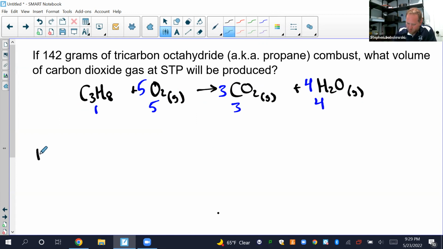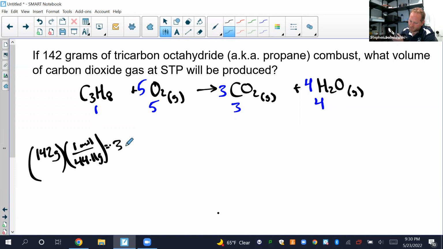All right, let's take our grams, 142 grams of this. I need the molar mass, so 12.01 times 3 plus 8 times 1.01, so a molar mass of 44.11 grams. 142 divided by 44.11 gives us 3.22 moles.